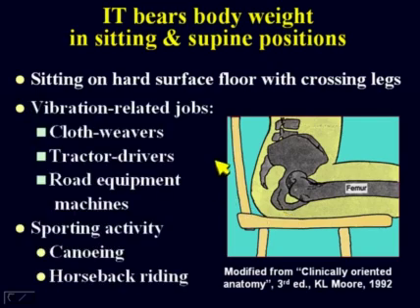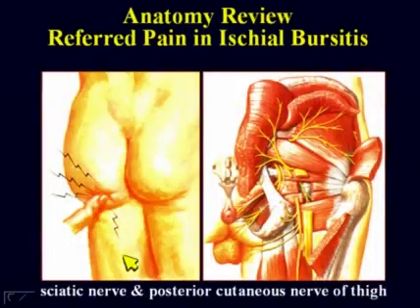And so these could be seen in vibration-related jobs such as cloth weavers, tractor drivers or semi-drivers, and of course road equipment machines that really have sustained vibration of their equipment. Once in a while, of course, you'll notice that what is in industrial medicine is translated into the athletes, and we see this in canoeing and horseback riding. What we see in these individuals is a referred pain around the ischial tuberosity from the ischial bursitis.